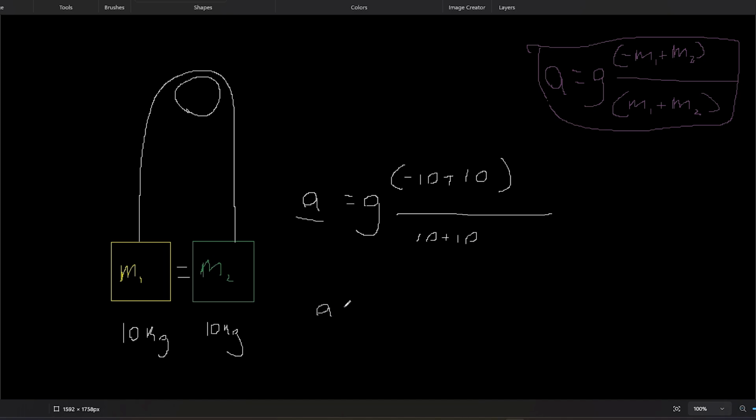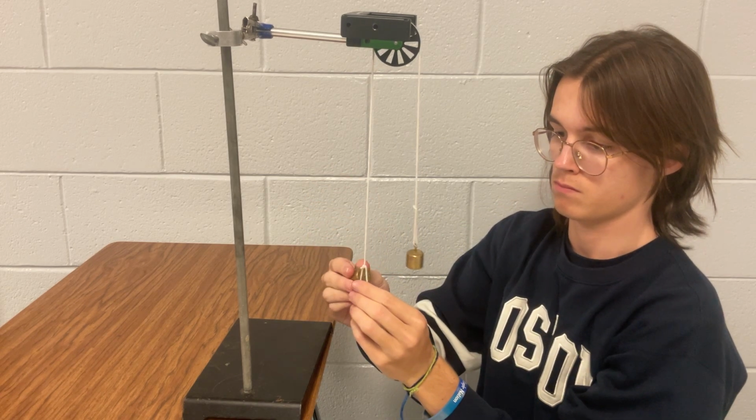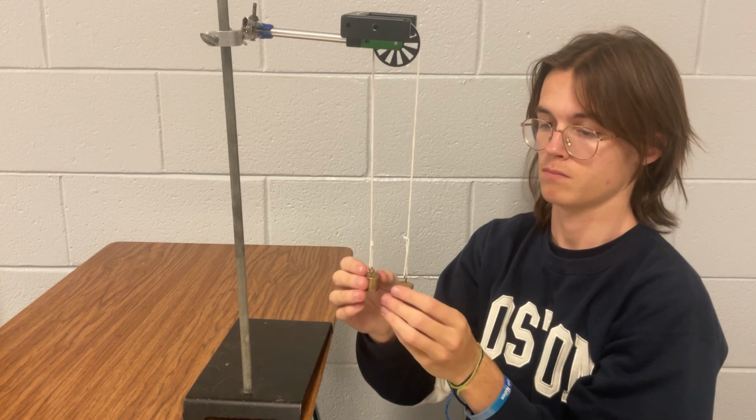And that gives us acceleration equals 10, force of gravity, multiplied by negative 10 plus 10, that's 0, over 20. And if you fill all of this out, you would get acceleration equals 10 times 0, which is just 0. Acceleration equals 0. So if both masses are equal to each other, the acceleration would be 0. Here we have two masses of equal value. If our calculations were correct, when they're released, the acceleration should be 0.